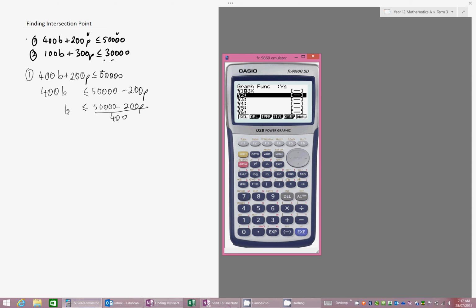Okay, so I'm essentially pretending that B is Y and P is X. Put this in here: 50,000 minus 200 X divided by 400. And draw that. It'll be a big shaded region. Might want to change my view, so shift, zoom, auto. It's graphed it and shaded it for me already. So it's going to do the same for the second equation.